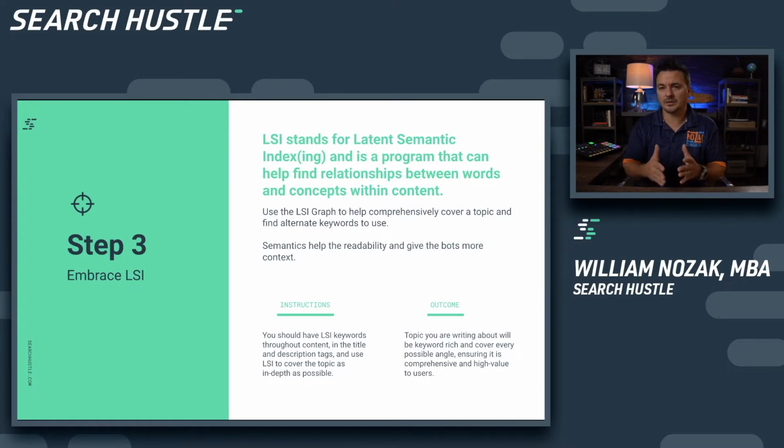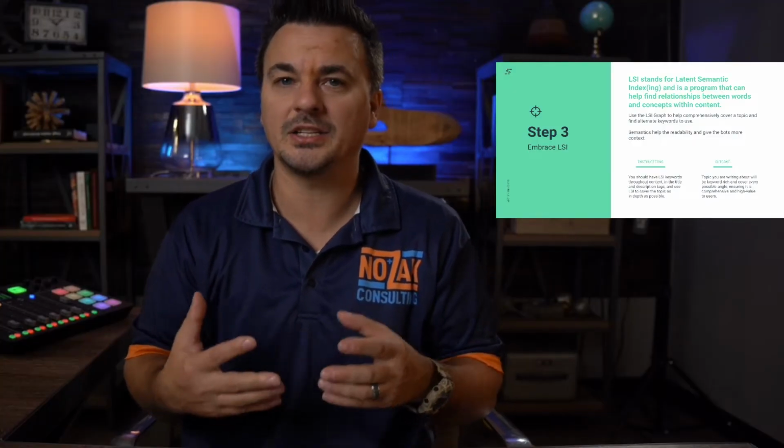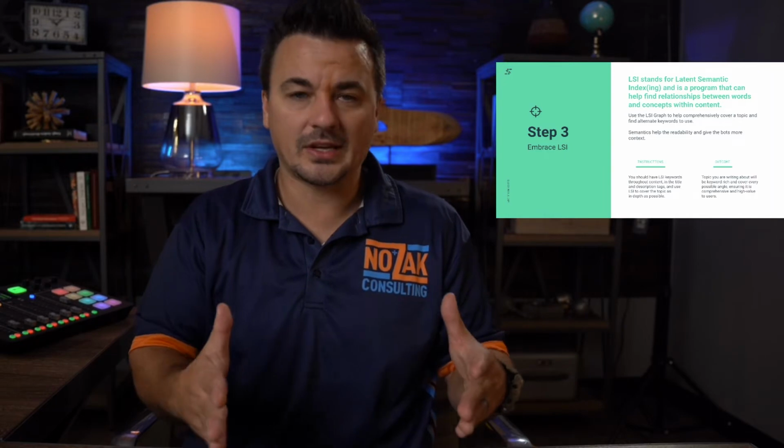If I'm talking about golf clubs, I need to use the word sticks. I need to use the word 9-iron. I need to use the word clubs. I need to use these words that people in the space are also going to use, because we can write about it more robustly. And it's almost like we're using the keyword over and over again, because bots get this semantics understanding.